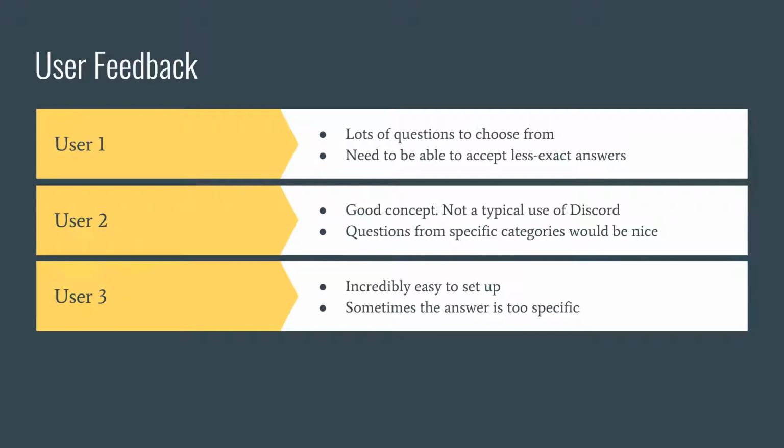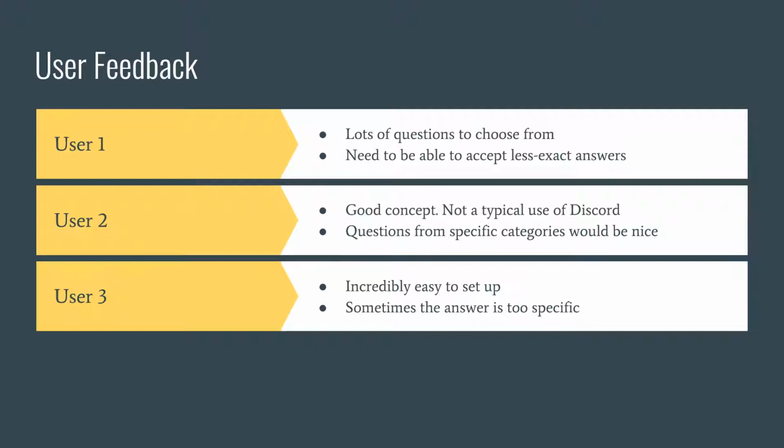The first one had stated that there were lots of questions to choose from, which again is provided by the OpenTDB database, but they said that they wanted to be able to accept less exact answers. And this essentially means if a question has an answer that is 5, the number 5 could be an answer, but also typing out the word 5 could be an answer. However, the database only contains one answer, so you're not really sure which is the correct one. Is it the number 5 or is it the word 5 spelled out? Either should be accepted, which I agree with.